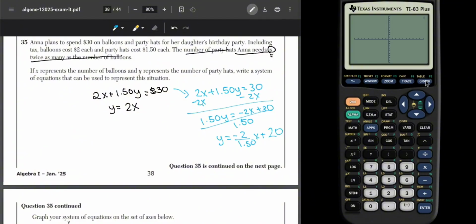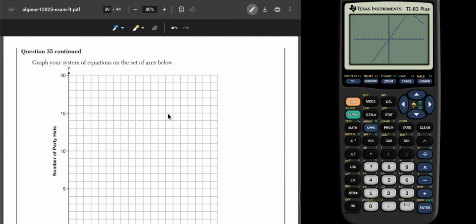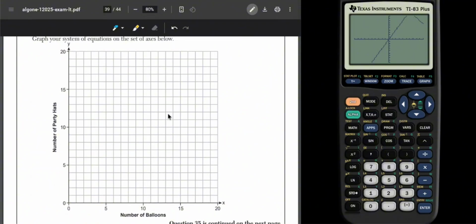Now I'm going to graph. When I graph, I can't really clearly see my graph. So when I look at the graph that I'm given on my test, my x values are from 0 to 20 and my y values are from 0 to 20. So what I'm going to do is hit window and change my window. I'm going to make my x minimum 0, my x max 20, my y minimum 0 and my y max 20. And then I'm going to graph it again.